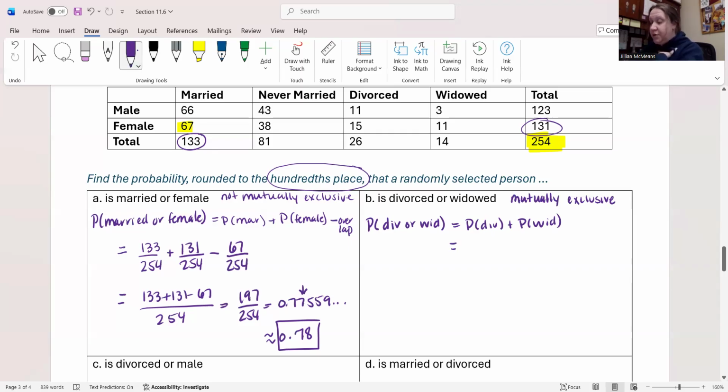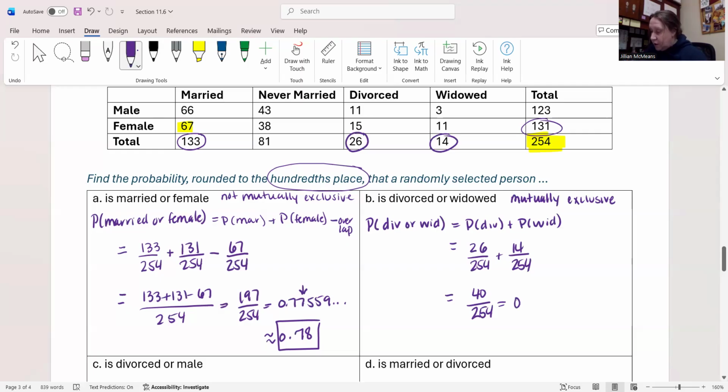So looking at this table, the number of divorced would be 26 million. The number of widowed would be 14 million. So we get 26 out of 254 plus 14 out of 254. And then let's see, 26 plus 14, we can do that in our head. 26 plus 14 is 40. So we get 40 out of 254. And if I wanted this as a decimal, which we do, we just take 40 and divide it by 254 on the calculator.